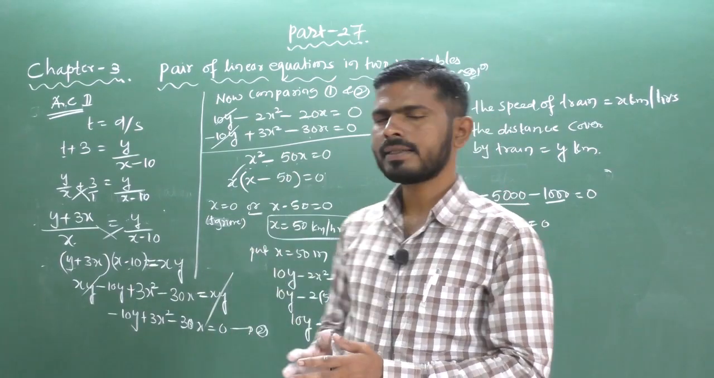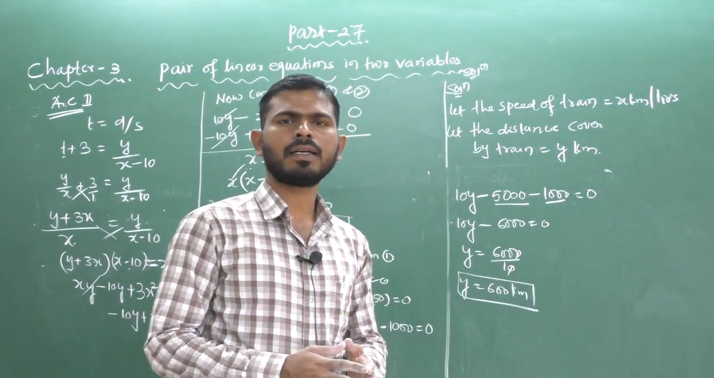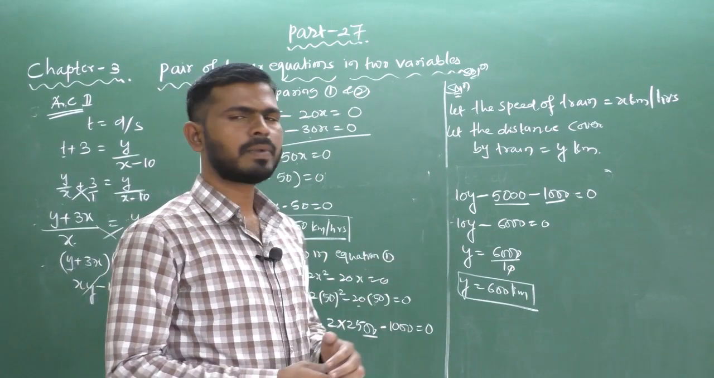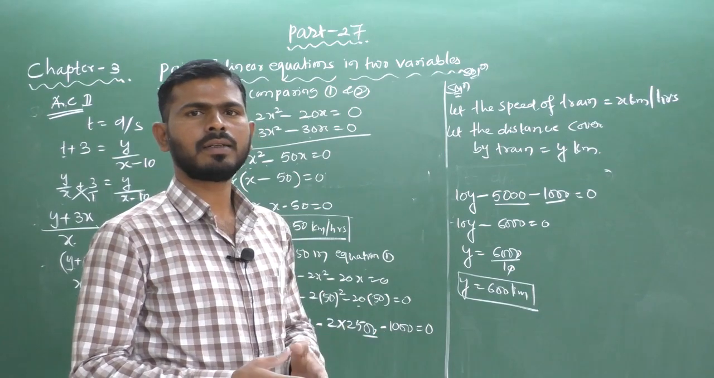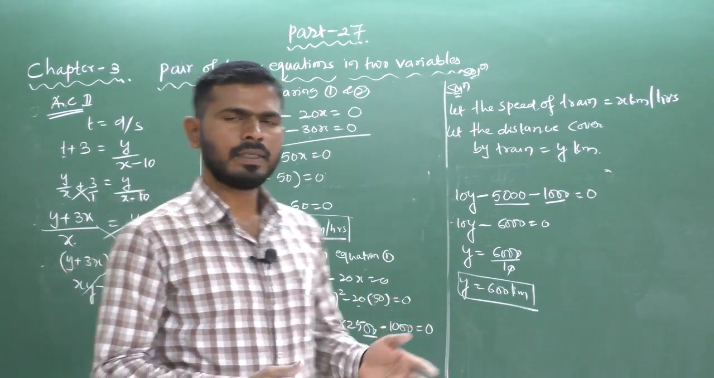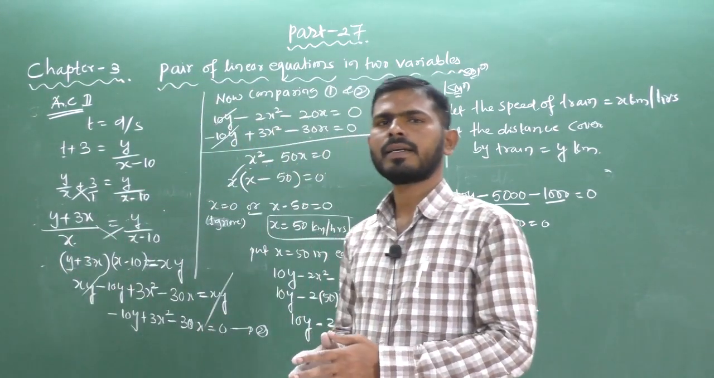Suppose they ask the speed of the train, or the distance covered by the train, or they ask about a bike, two-wheeler, four-wheeler or car. Then also you have to use the same method, and you will get the answer.